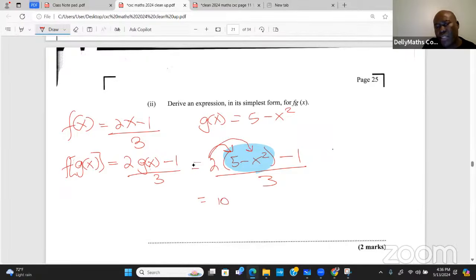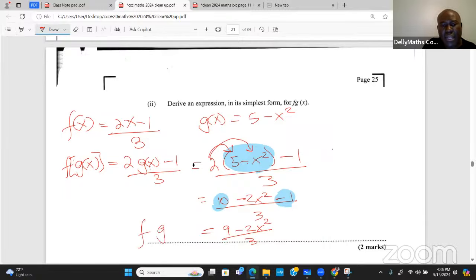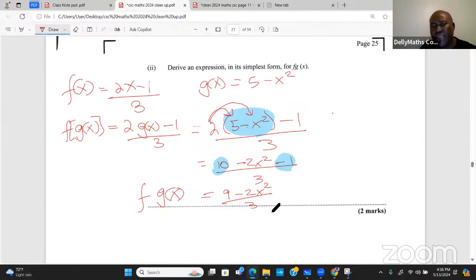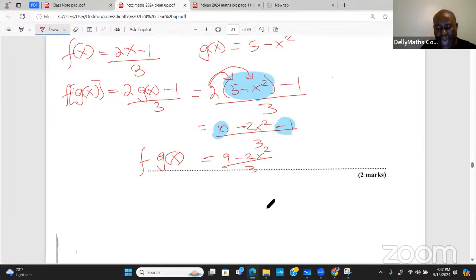2 times 5 gives us 10. 2 times negative x squared is negative 2x squared, right? And there's a minus 1, and everything is over 3. We can handle our like terms. 10 minus 1 is going to give me 9. So this is going to give me (9 minus 2x squared) all over 3. And this is the final result because I cannot simplify this anymore. So (9 minus 2x squared) all over 3 is the answer for that.